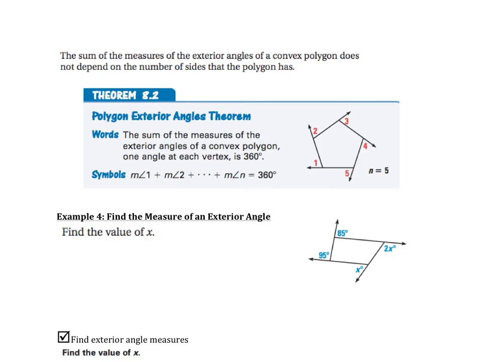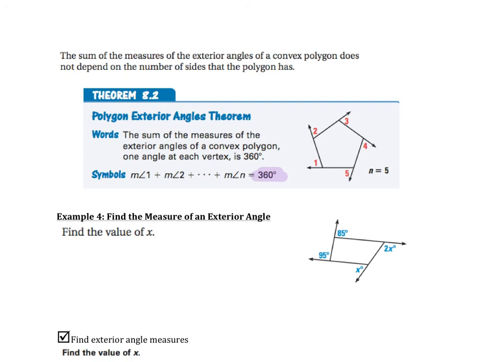And then this last section is the exterior angles. Remember, if you just draw an extension of one part, you have an exterior angle. And it doesn't matter how many sides you have in your polygon, all of the exterior angles will add up to 360, no matter what. They will create a circle. Okay, so if you cut them apart, piece them together, they will create a circle.